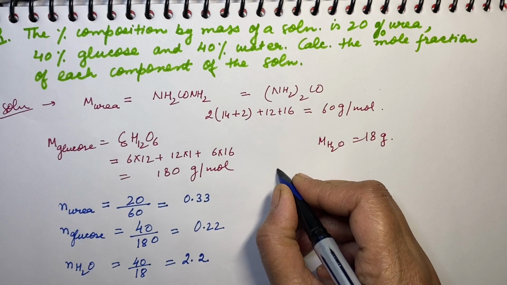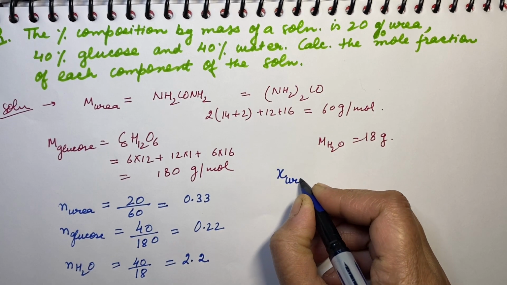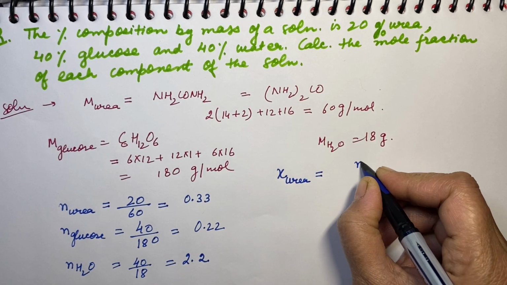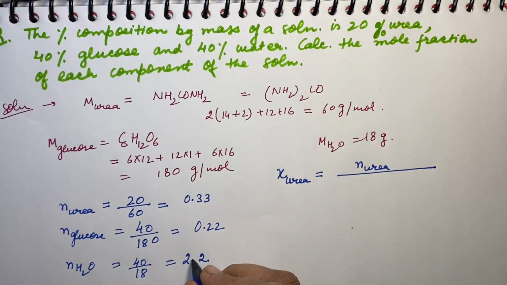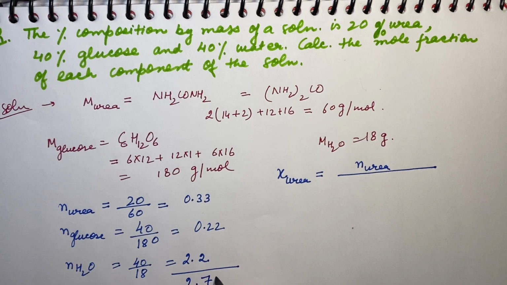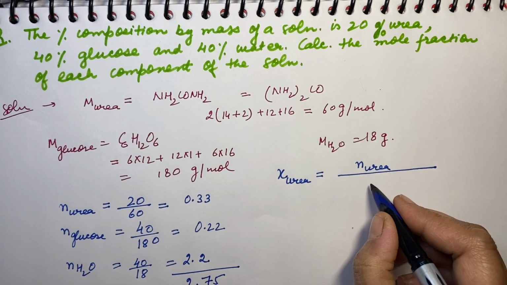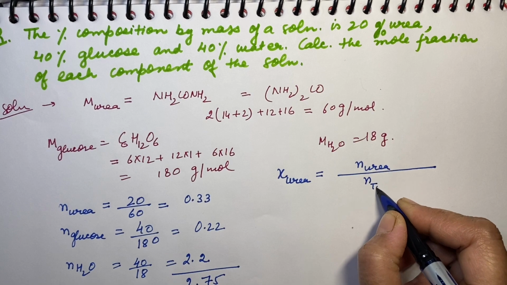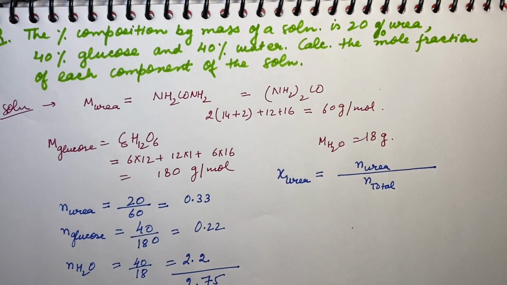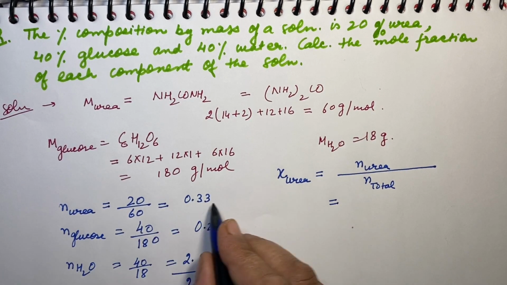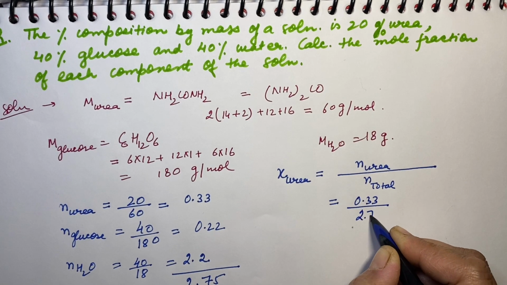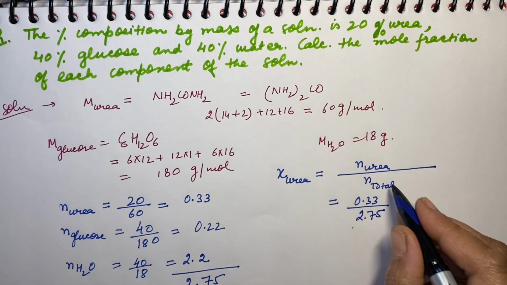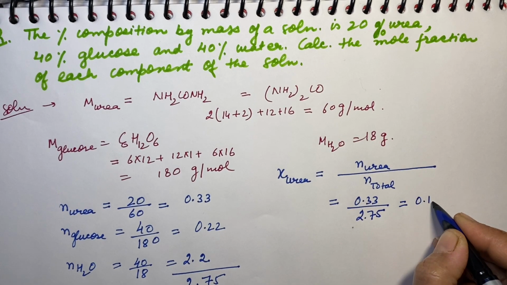The mole fraction for urea will be equal to the number of moles of urea divided by the total number of moles, and 2.75 is your total number of moles. So we can directly write it down. The number of moles for urea is 0.33 divided by 2.75. When we solve it, we get 0.12.